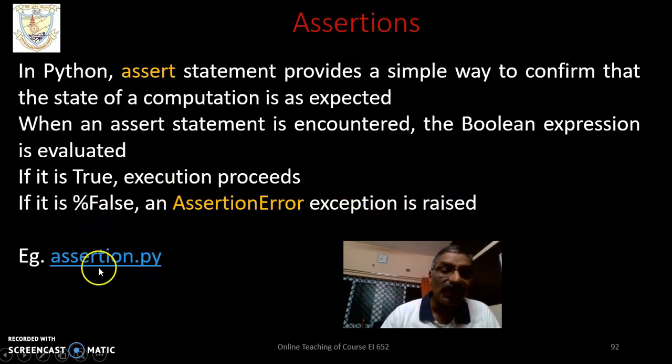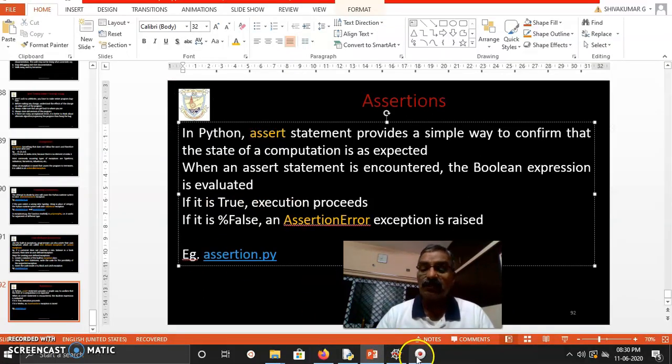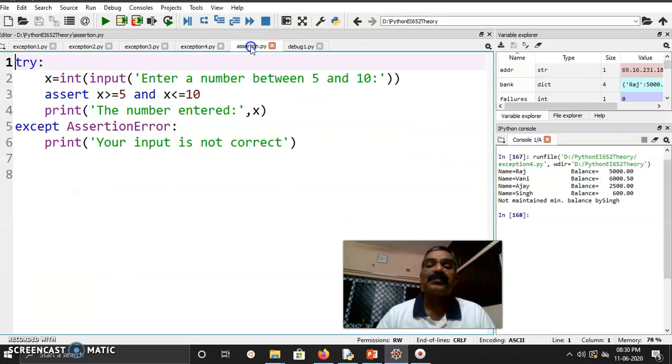Okay, so I have written a program assertion.py. Let me see that program in the interpreter. It is a very simple program. So I have a try except block. In the try, x, input an integer, enter a number between 5 and 10. So the input, which is typecasted into integer, then use an assert statement. Assert x greater than or equal to 5 and x less than or equal to 10. Now the range is 5 to 10. If it goes less than 5, it will throw an error. Again, if it goes above 10, then also it will throw an error.